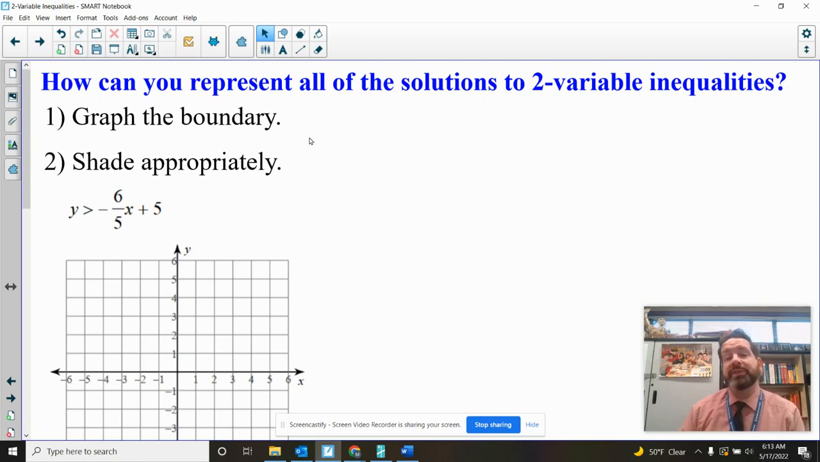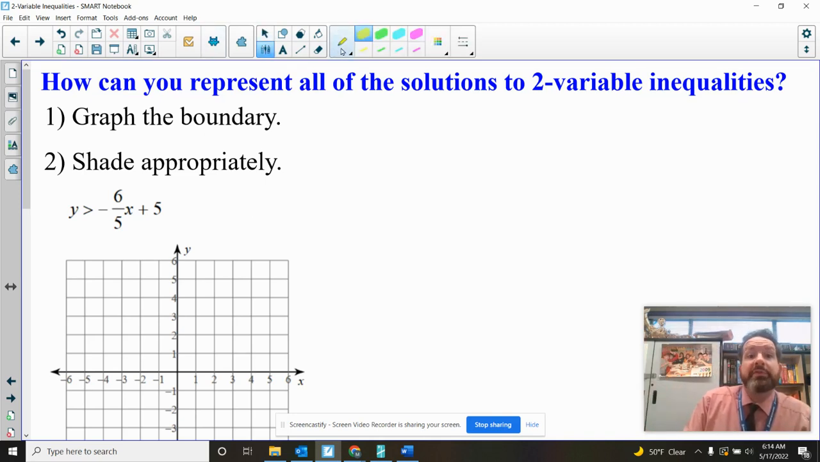One, we're going to graph what's called the boundary. For what we do, that's going to be a line of some kind. And then two, we'll talk about how you can make sure that you shade appropriately. There are a few ways to get that done. Here we go. First off, for the graphing of the boundary, we're going to take the inequality we have and just for a moment, pretend that it's not an inequality. Let's pretend it's an equation.